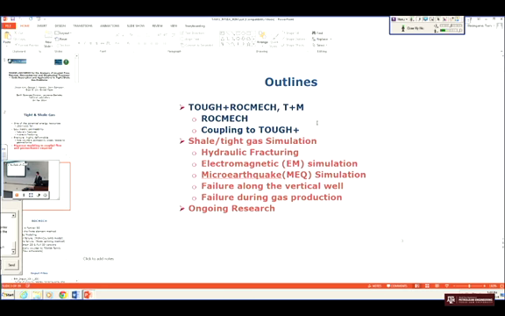The outline of my talk is as follows. First, I'll show you how the geomechanics simulator, called RockMag, is coupled to the flow simulator, the TOUGH+ code. And then I'll show you some numerical examples. For example, hydraulic fracturing propagation and electromagnetic geophysical simulation and the modeling of the micro-earthquake and the failure analysis along the vertical well in the case of incomplete cementing. And lastly, I'll show you some failure analysis during gas production.